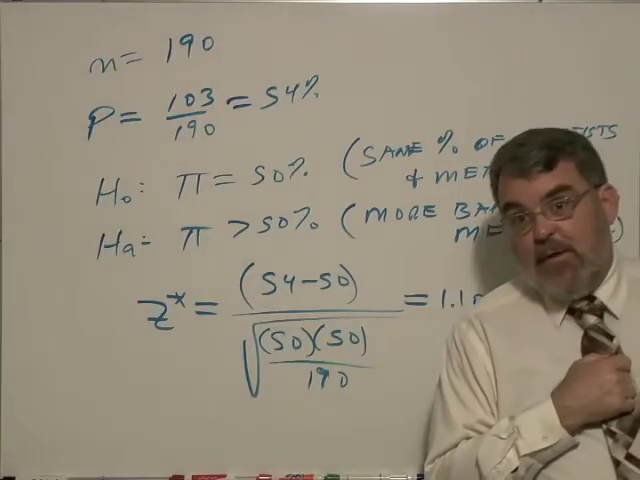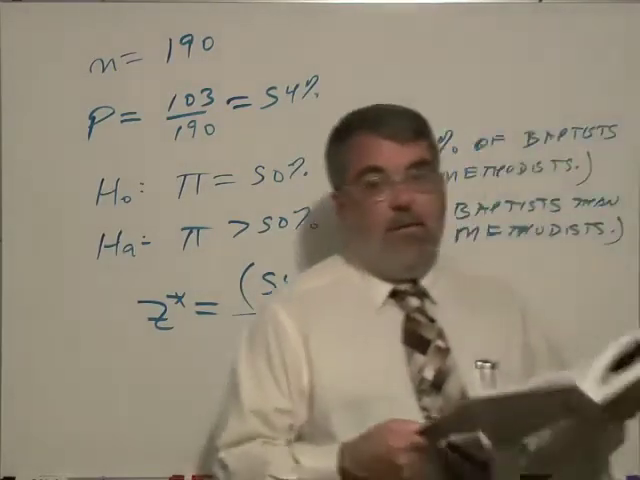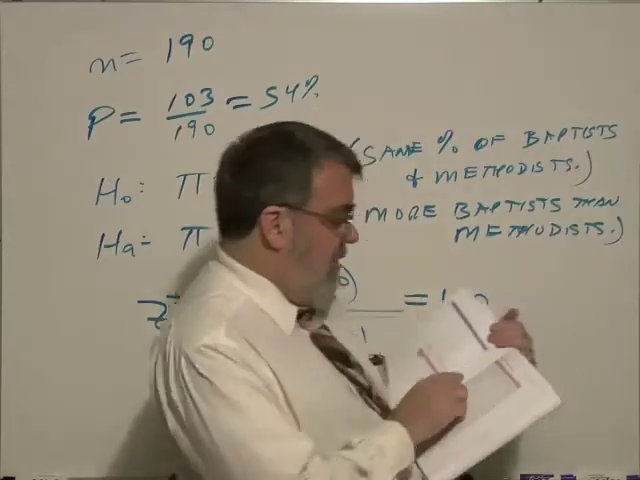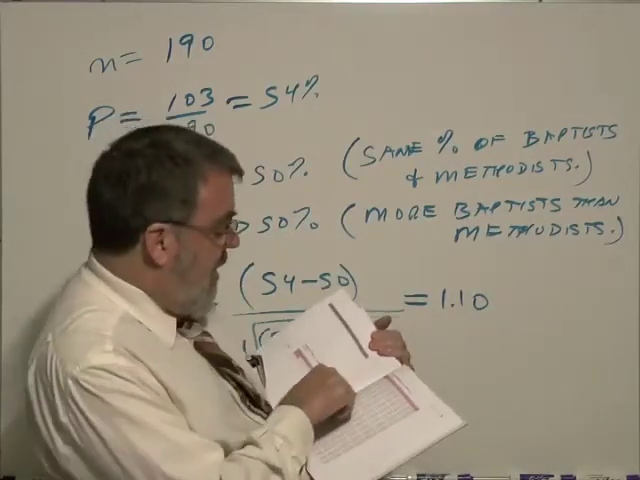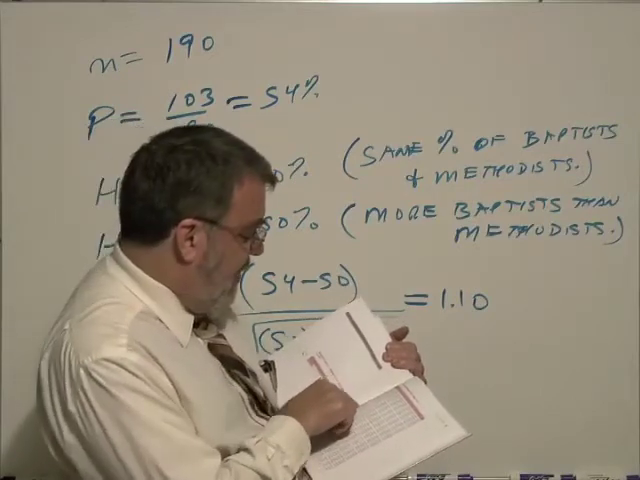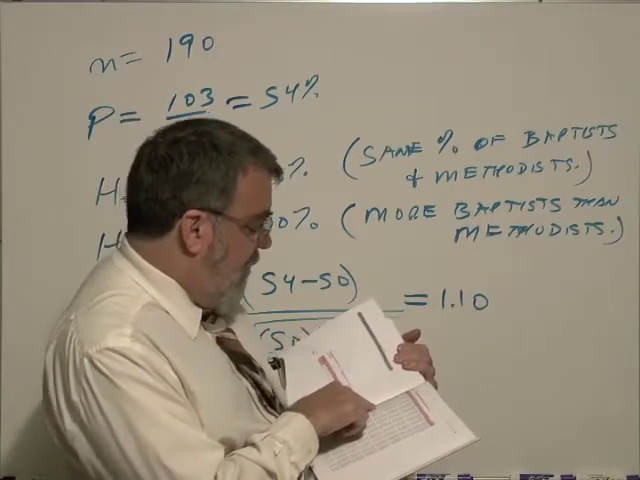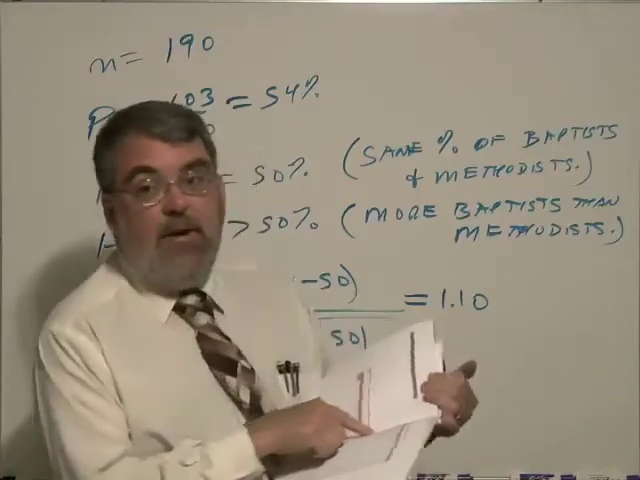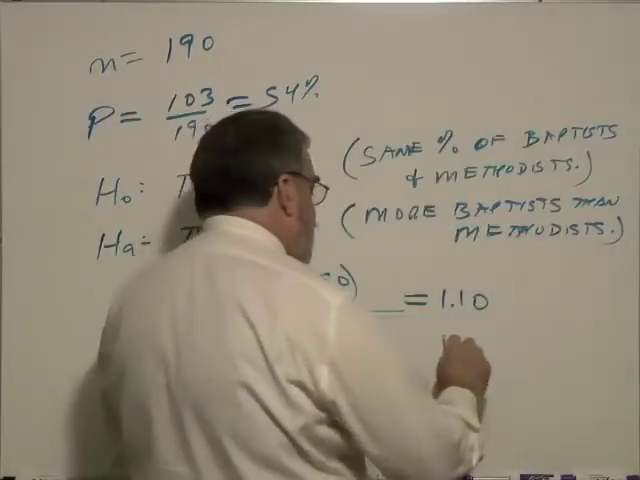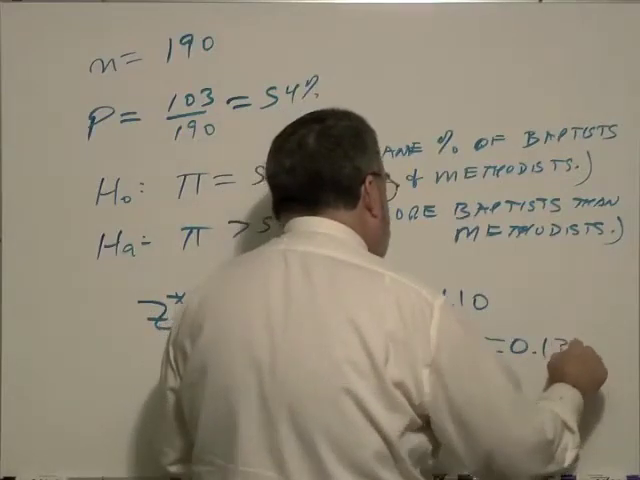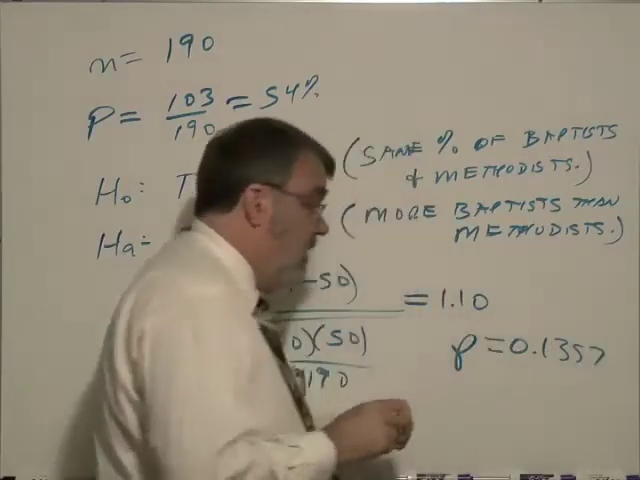Alright, so I'm on page 649, looking up 1.10. So I go down 1.1 on the left column, down to the very first column in the black, the 0.00, and I get 0.1357. So the p-value is 0.1357. Now what does that mean?